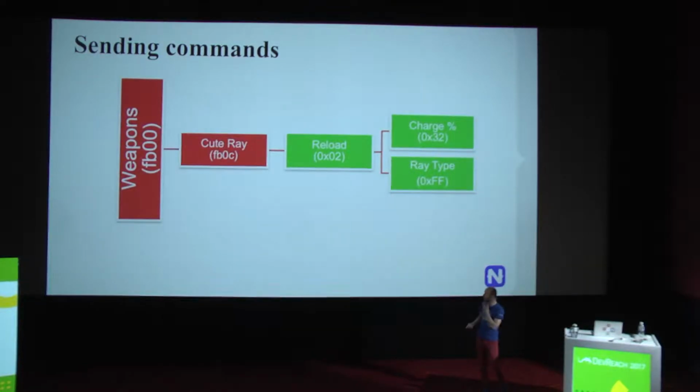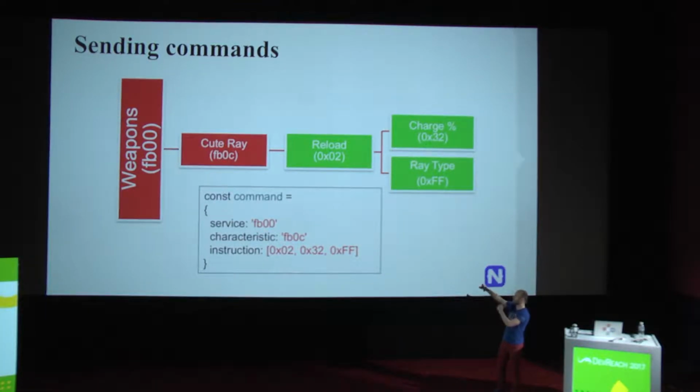So to construct a command, if let's say we wanted to reload our Qt ray, we would basically use the weapon service with a Qt ray characteristic, and we're supposed to pass in some values. The instruction will be maybe 0x02, which will be for reload. Then we have how much we want to charge it and what sort of charge we want to give. And that usually is combined in a command like this. So we provide all those parameters.